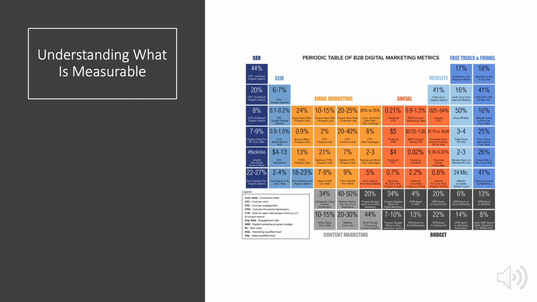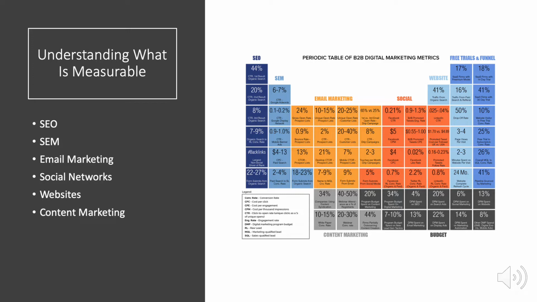This periodic table of B2B digital marketing metrics can be a helpful and practical guide to creating digital marketing tactics and strategies for both B2B and B2C efforts. The periodic table is divided into 8 groups that helps you better understand each of the marketing disciplines and analyze the results in more detail. These groups are SEO, SEM, email marketing, which includes text marketing, social networking, websites, content marketing, budgets, and free trials and funnel techniques, which can include free downloads.